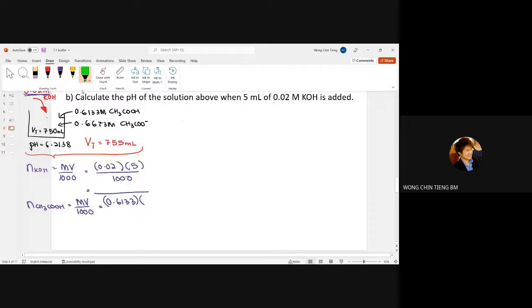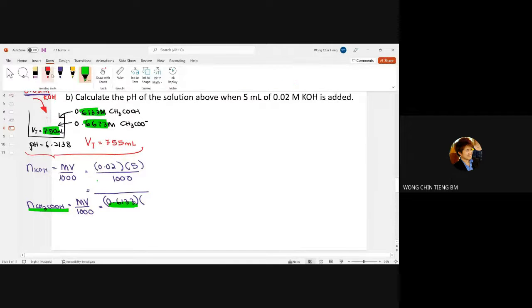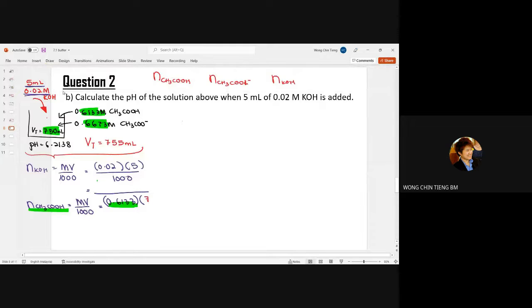So, I just want to remind you of one thing. When you calculate the number of moles of your weak acid and your conjugate base, the 0.6133 that I take is a concentration that sits in the volume of 750. Do not use the new volume. Is that clear? Do not use the new volume, because that is not the concentration in the new volume. So the volume is still 750 here. That is the first thing you will always get wrong. So divide by 1000, calculate.